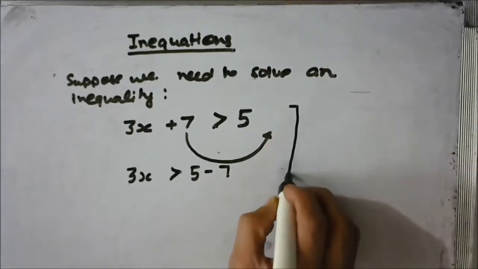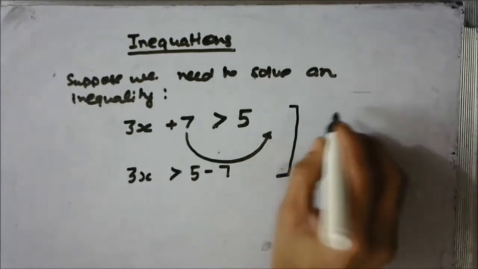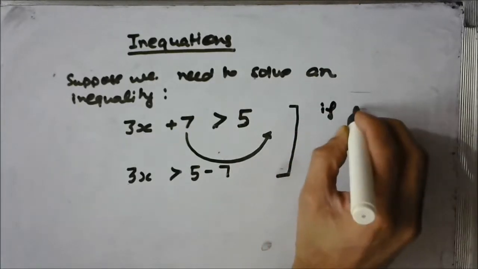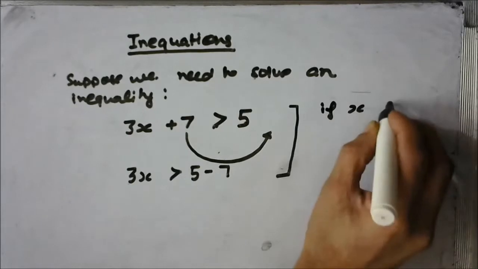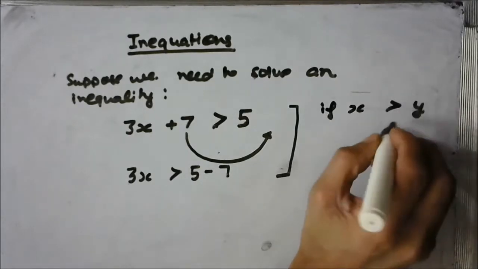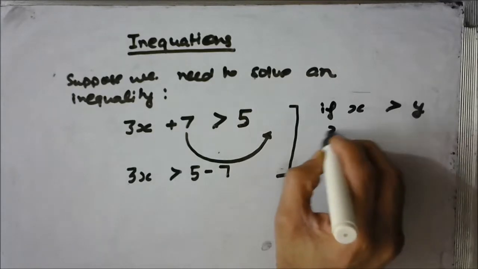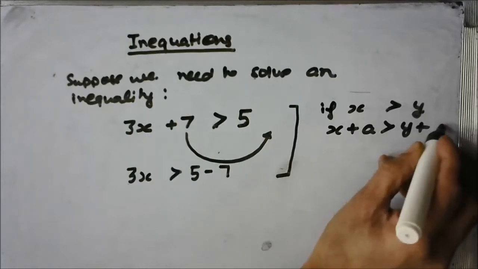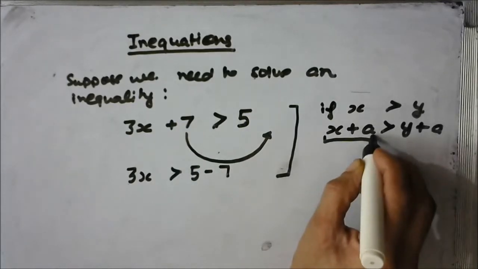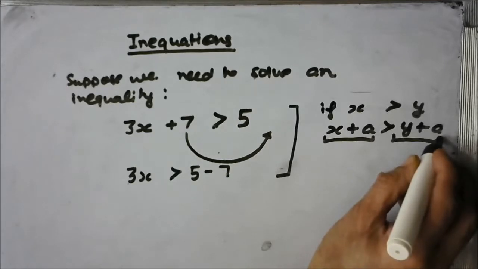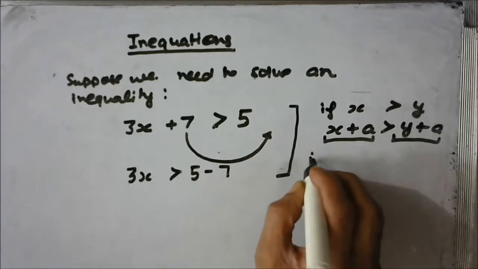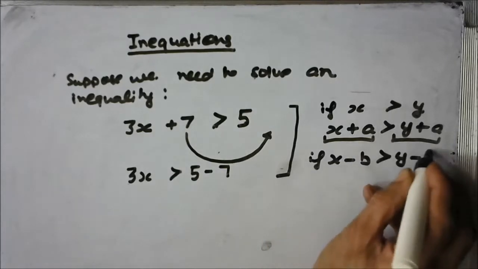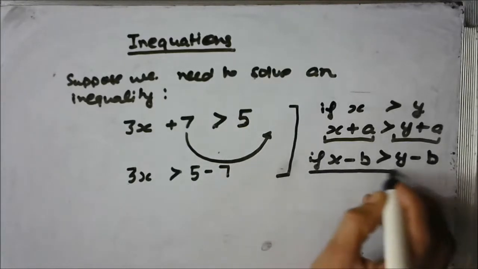Logic for this step follows as if x is, let us say, greater than y, and if I add some number on both the sides, then still left side will remain greater than the right side. Similarly, if I subtract a number from both the sides, sign of inequality still remains same.